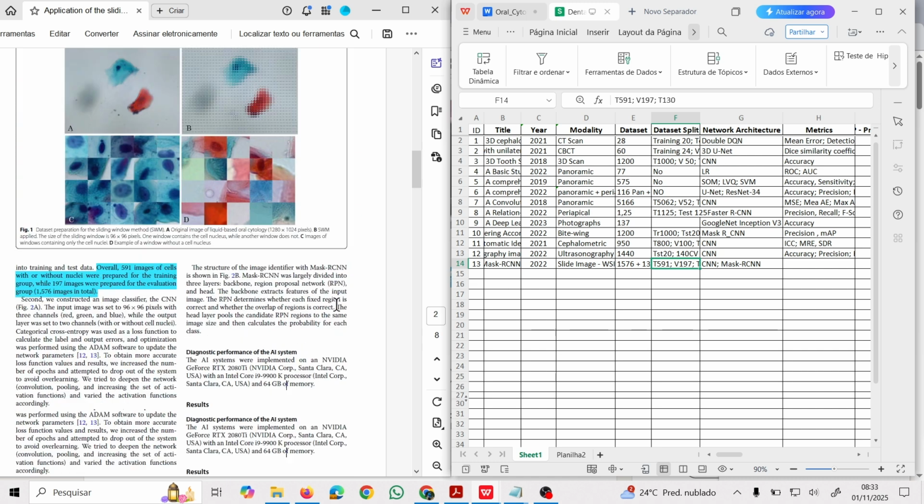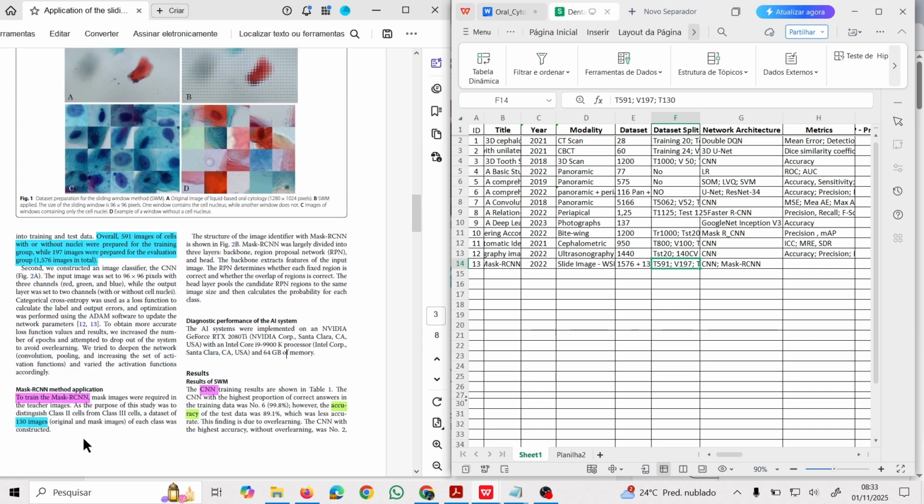The data set split was 591 images for the training and 197 images for the validation for the SWN, and for the Mask R-CNN 130 images.